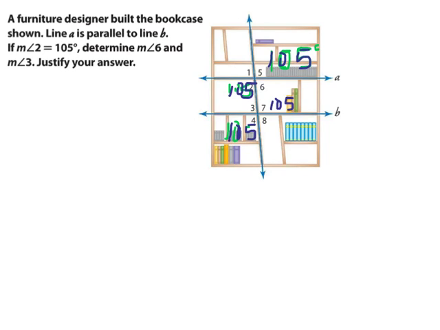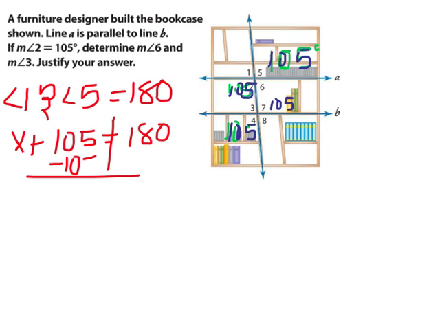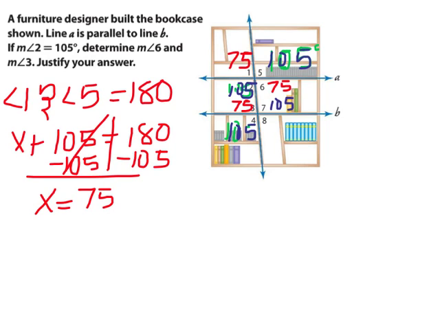Now, angle 1 and angle 5 are going to equal 180 degrees. So we have angle 1 plus angle 5 equals 180. We subtract 105 from both sides, and x is 75. So angle 1 is 75 degrees. That means angle 6 is also 75 degrees because they're vertical angles. Then angle 6 and angle 3 are alternate interior angles, so angle 3 is also 75. And angle 3 and angle 8 are vertical angles, and they're both 75.